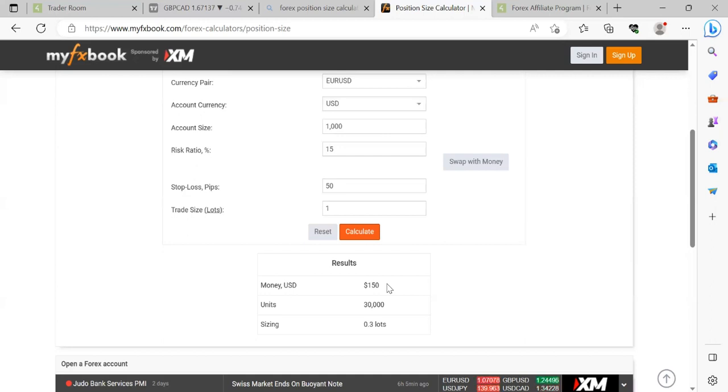Compared to someone who is now using 1% and 1:2, which is $20. 20 times 3, that is $60. So that is why I want you to work on this very well. Work on this very well anytime you want to trade.